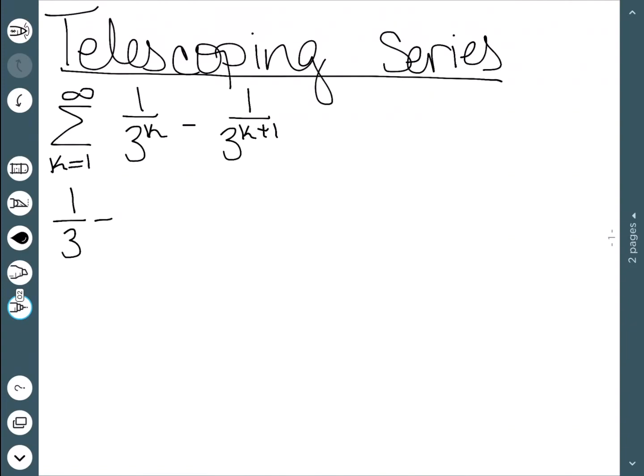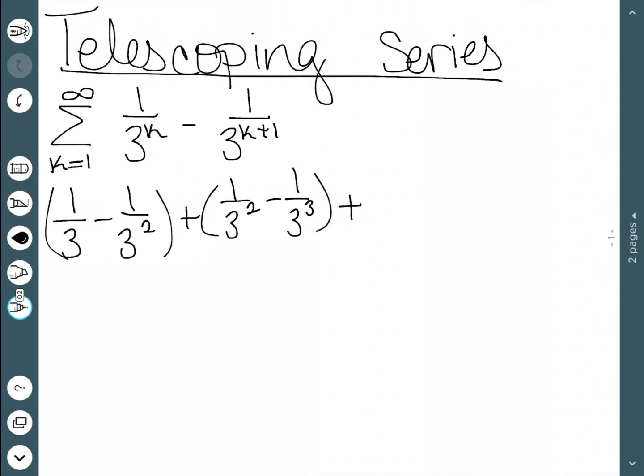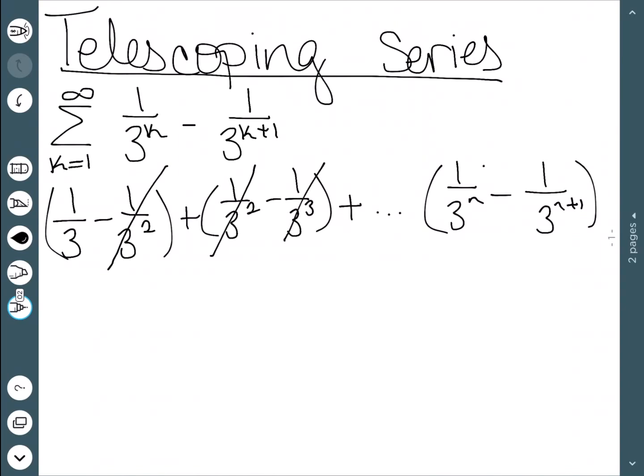I have 1 over 3 minus 1 over 3 squared. The next one is going to be 1 over 3 squared minus 1 over 3 cubed. This is going to continue to 1 over 3 to the n minus 1 over 3 to the n plus 1. And you'll see that this negative 1 over 3 squared and plus 1 over 3 squared cancels. And in fact, that's going to continue happening until we have two terms left, a 1/3 and negative 1 over 3 to the n plus 1.